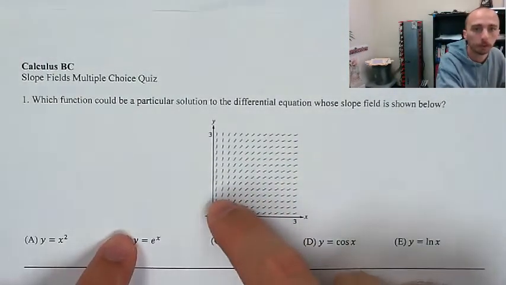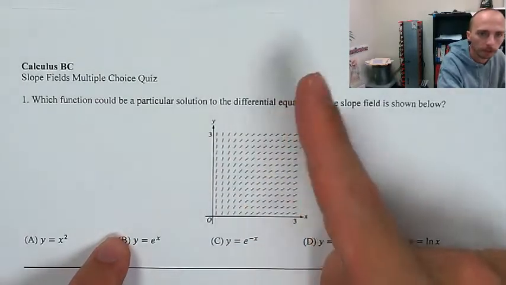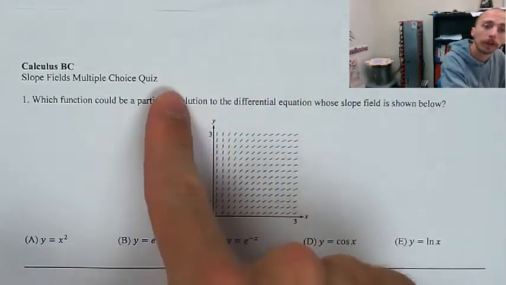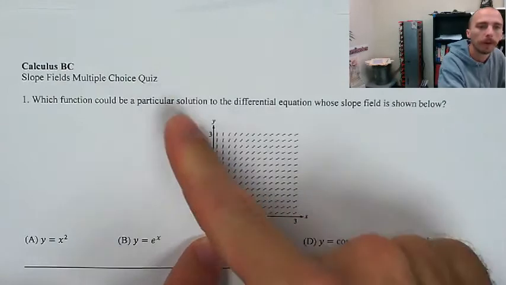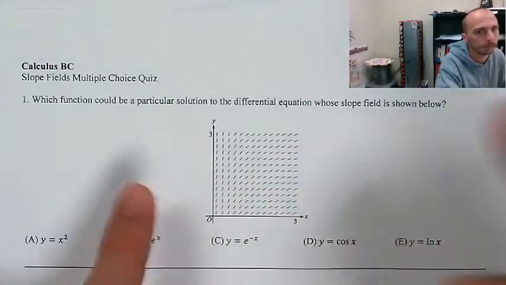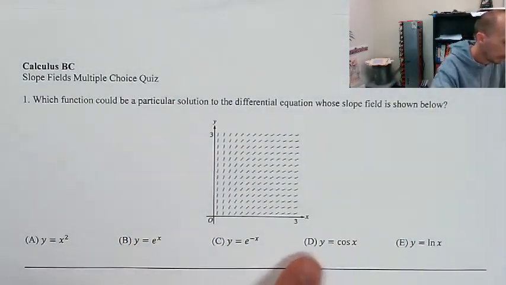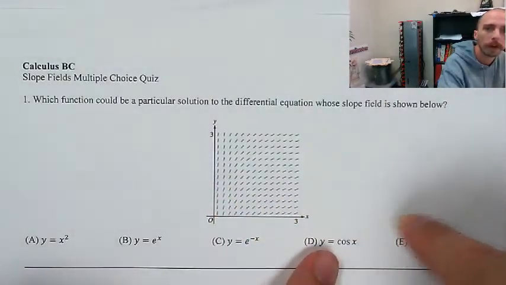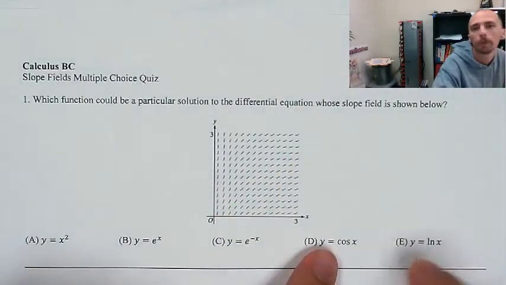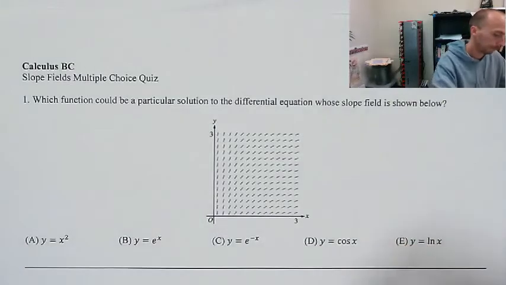E to the x, same story, right? E to the x is very concave up. E to the negative x is exponential decay. It goes towards 0. Again, it's still concave up, so it's not really fitting. Cosine, we know it goes up and down, and this is only going up. So that's why it's got to be E.